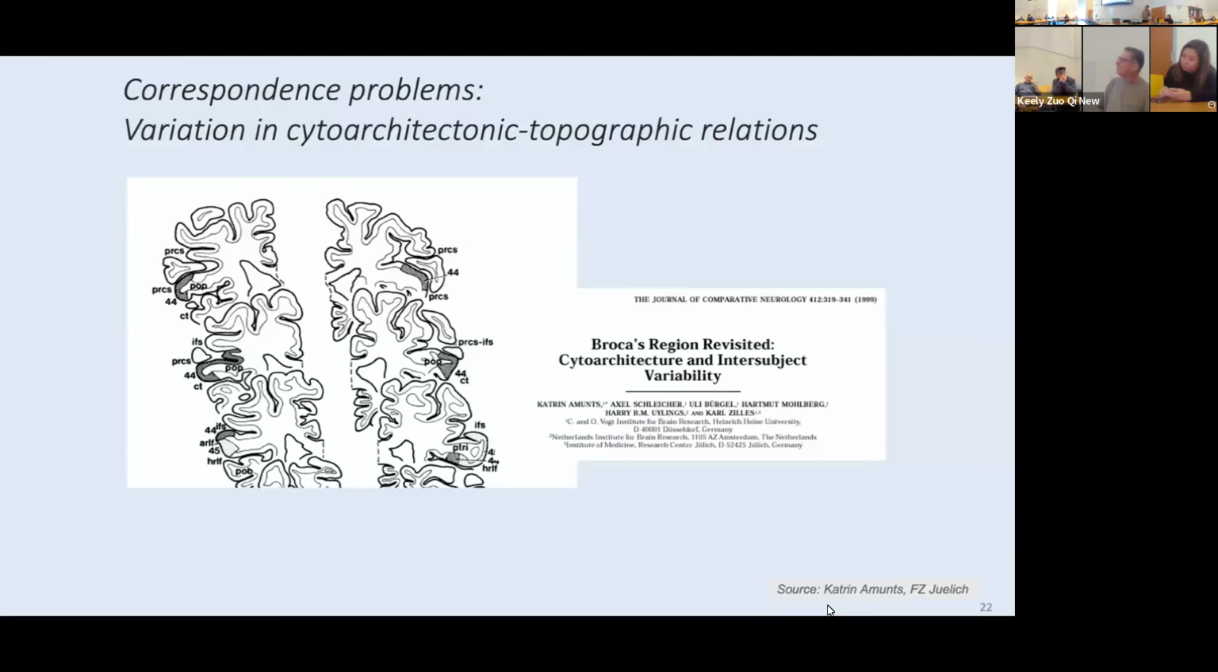So fine, here we're back to Danny's question earlier on, namely the relationship between topography and the cytoarchitecture. Here you get 3 brains, I think. It's the same paper, this landmark paper about Broca's area that in fact brought Katrin and me together. She's my longest collaborator. It's almost 25 years now.